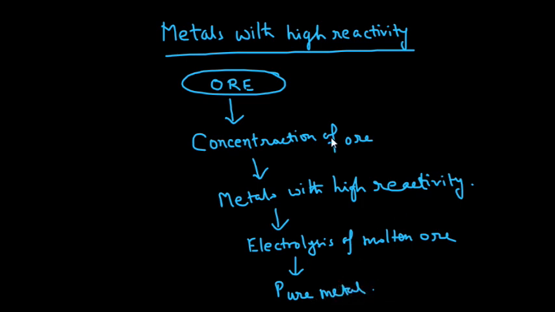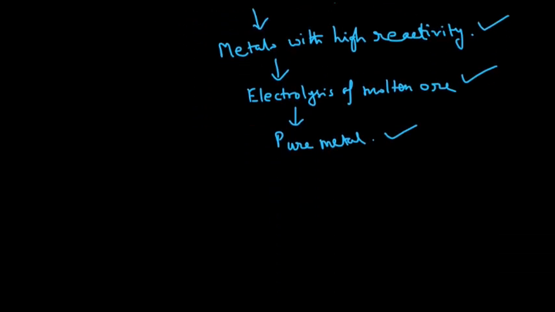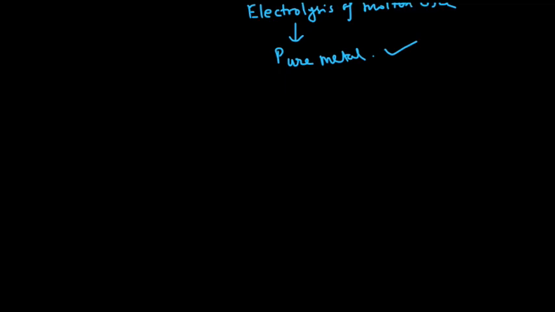So again let us see the steps: ore, then calcination of ores, concentration of ores, then we found metals with high reactivity. For those metals what we will do is electrolysis of molten ore and we will get the pure metal. Now let us discuss metals of medium reactivity.